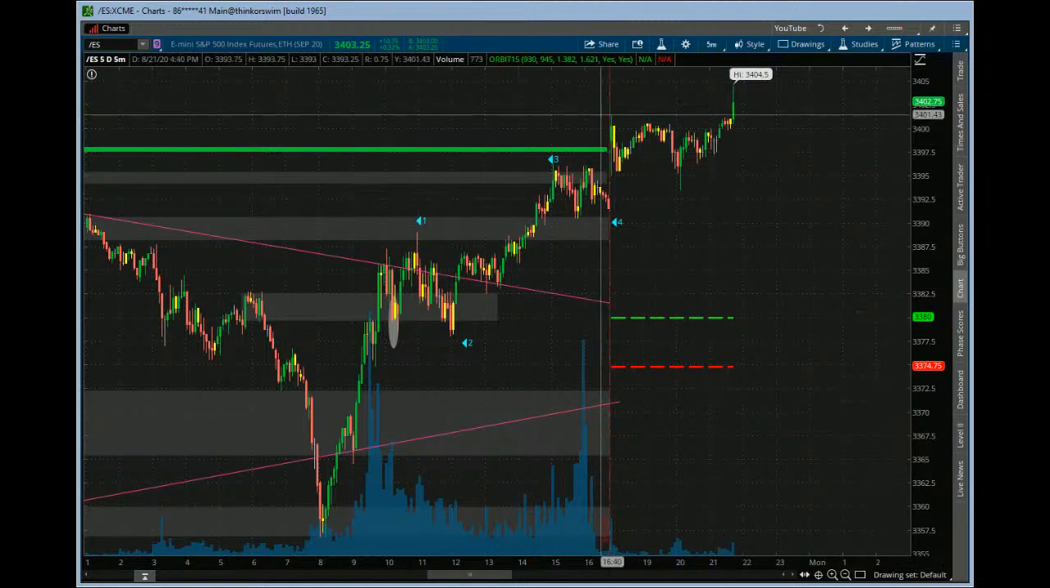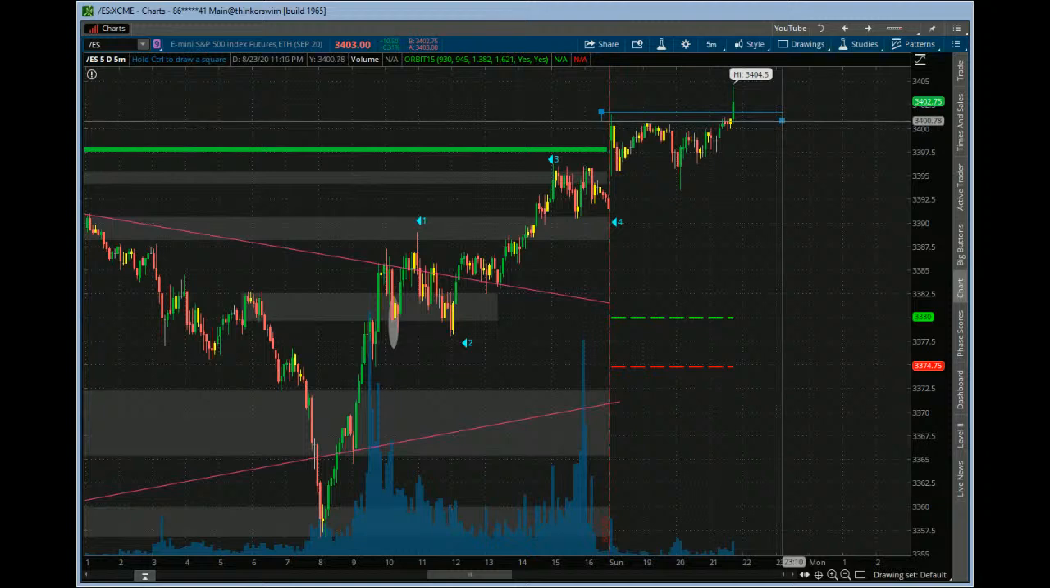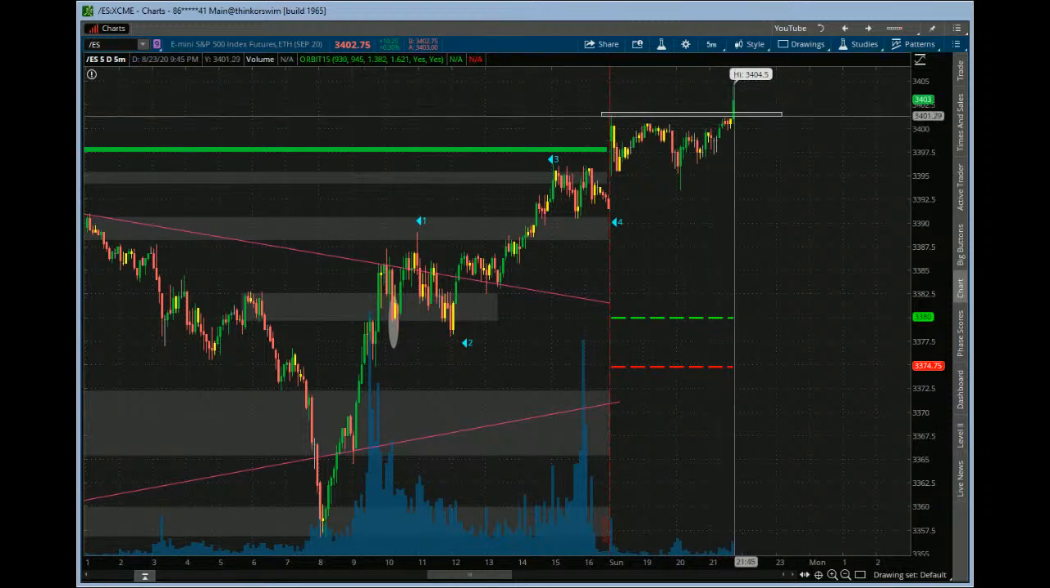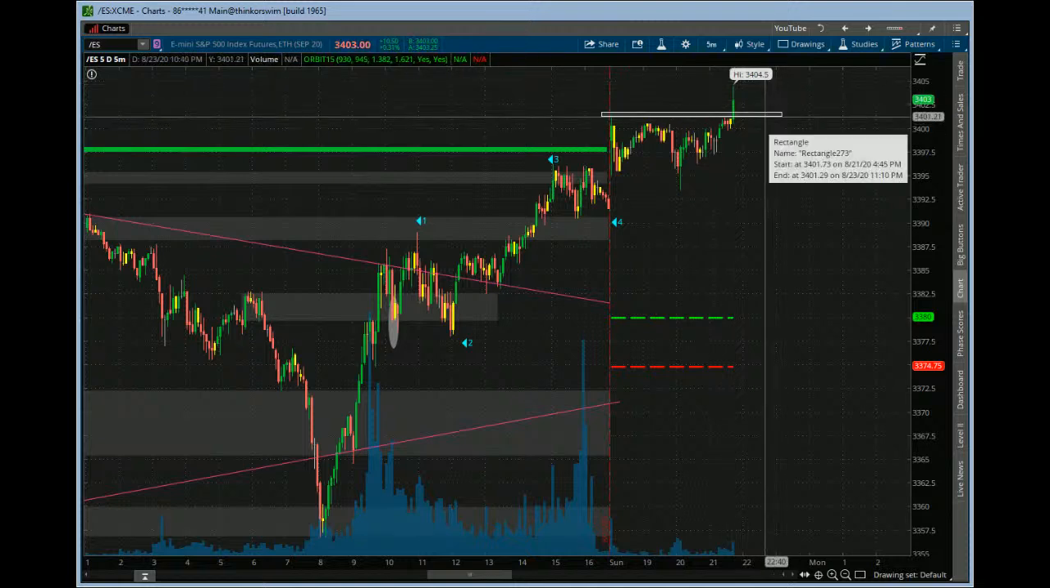So I imagine there were a bunch of stops up here on anybody short from the open, right? And you can see how that triggered here with a big amount of volume. So lots of shorts covering there, and then the bulls may have stepped in a little bit this evening too to give it a pop.